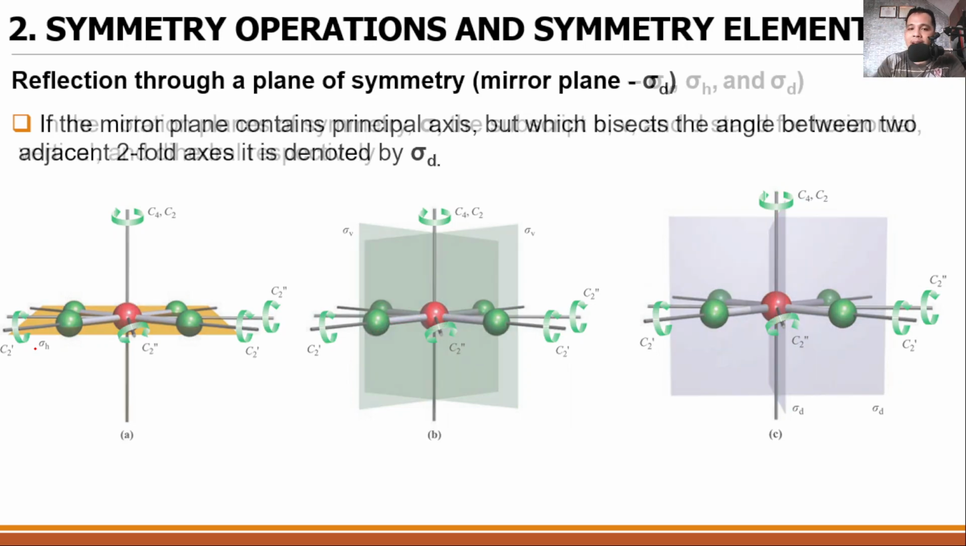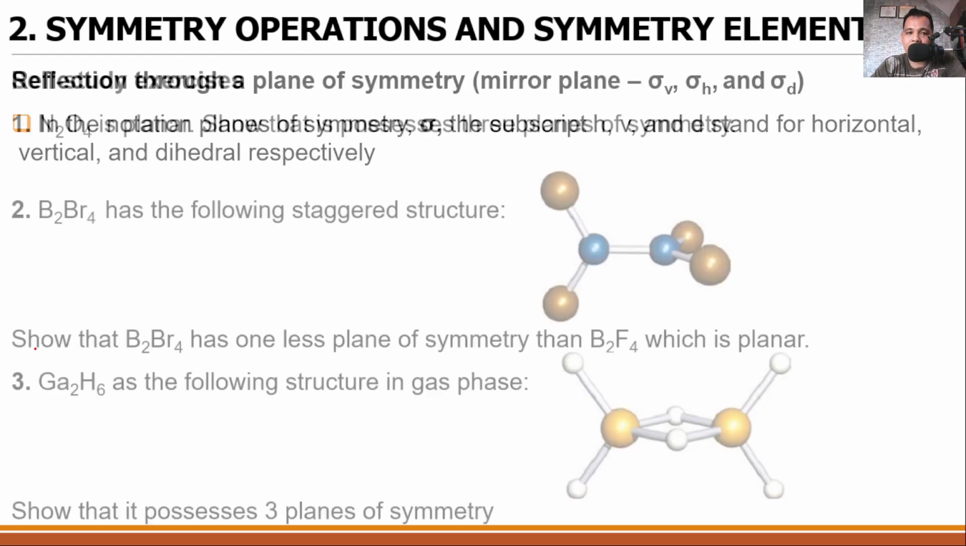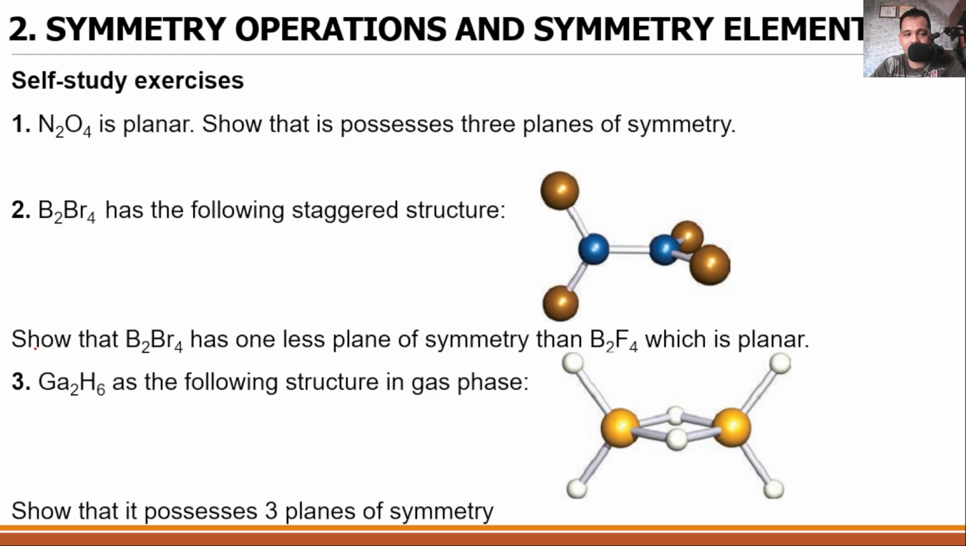And so, therefore, we have three. These are the definitions of the mirror plane. So, it has three elements: sigma V, sigma H, and sigma D. Okay? We're done with the two elements. Let's go to the third. But these are the self-study exercises. So, if you wish to know this, go directly to our part of the lecture video.